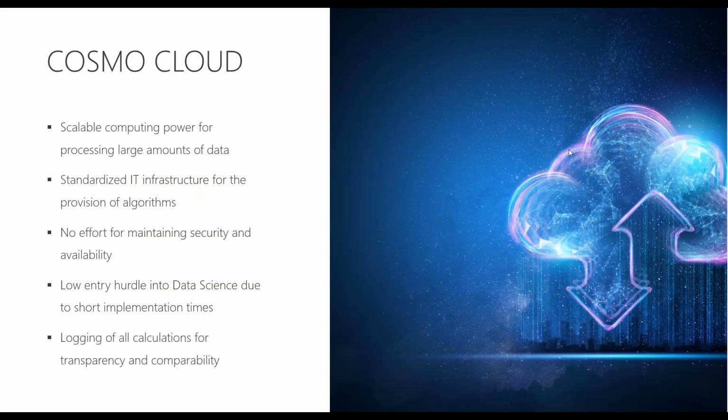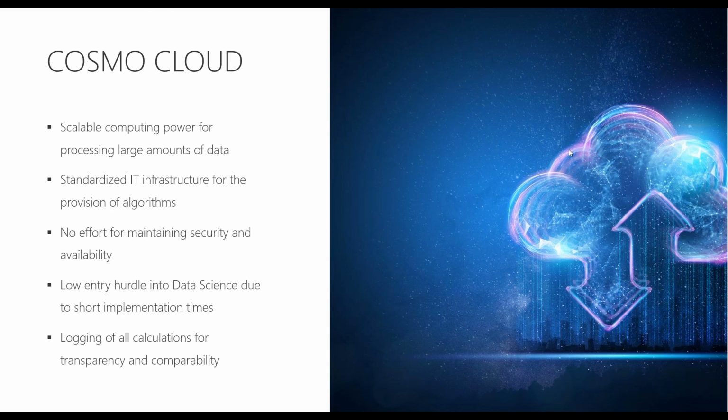As I showed you, all the algorithms are deployed in the cloud. For a forecast for one article you can maybe use your computer. However, if you have 10,000s of articles or thousands of articles, then your computer might not be sufficient. And that's why we can scale in the cloud as we want. Moreover, we have a standardized IT infrastructure for the provisioning of algorithms. As I said, we have more than one algorithm. We have different algorithms.